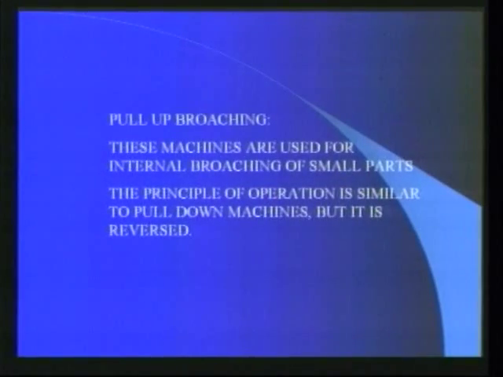Next, we discuss about pull-up broaching. The pull-up broaching machines are used for internal broaching for small parts. The principle of operation is similar to pull-down machines, but it is reversed.